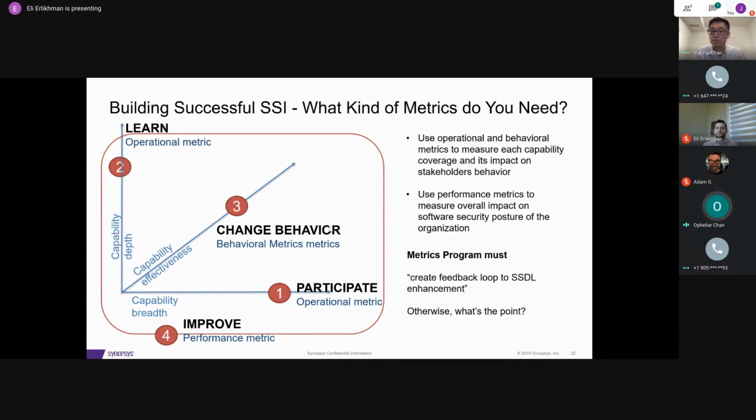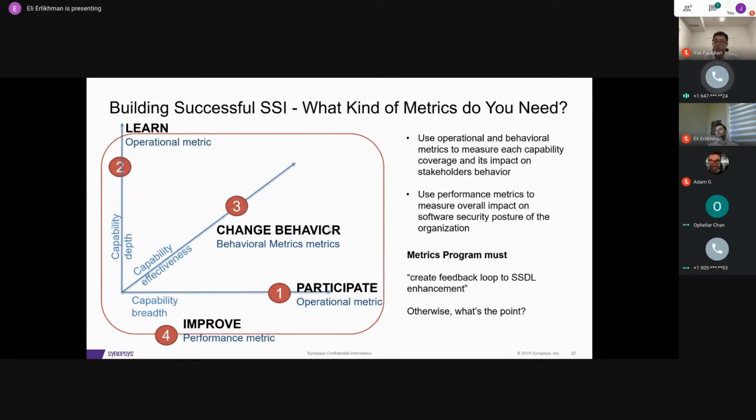I have one, actually. Sure. You mentioned feedback loops, and what are some ideal feedback loops that people should build into their SSI process? Are you talking in metrics specifically or in general? In general.